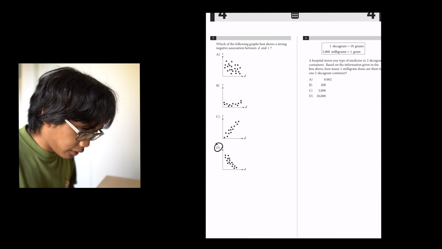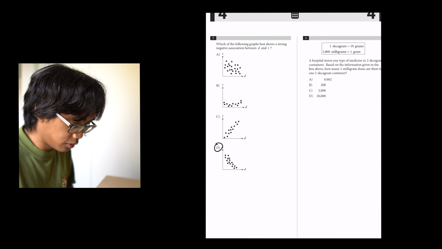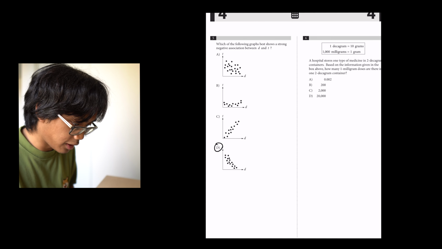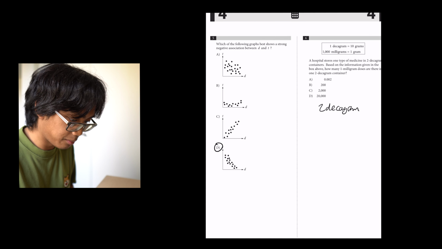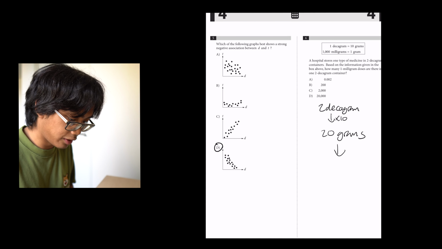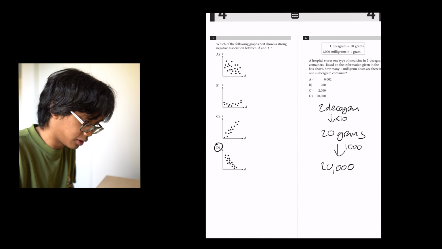All right, 6. Based on the information given in the box above, how many 1 milligram doses are there in one 2 decagram container? So a decagram is 10 grams and 1,000 milligrams is 1 gram. So if we have one 2 decagram container and 1 decagram is 10 grams, we're going to have 20 grams. And if 1 gram is 1,000 milligrams, we're going to have 20,000 milligrams, which is going to be answer choice D. Number 7.